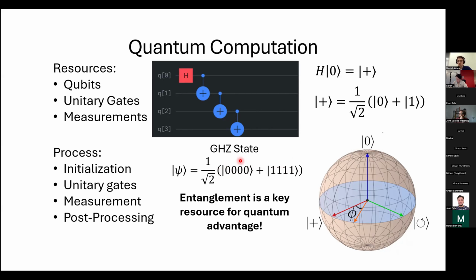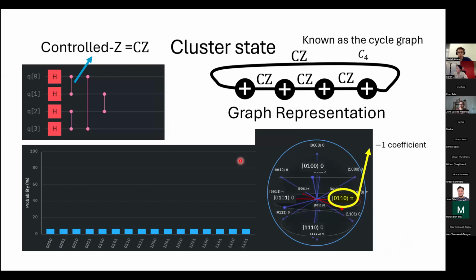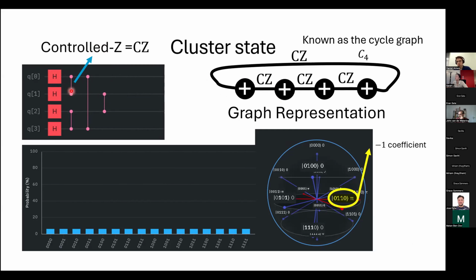Okay, now what we will focus on is graph states. So graph states are states that are created by first applying Hadamard gates on each qubit and then applying control Z gates. So for a control Z gate, if the first qubit is zero, we do nothing on the second qubit. And if it is one, we apply a Z gate, which is a phase flip. So let me explain actually what this state is. This is a very famous graph state. It is known as the cluster state for four qubits.